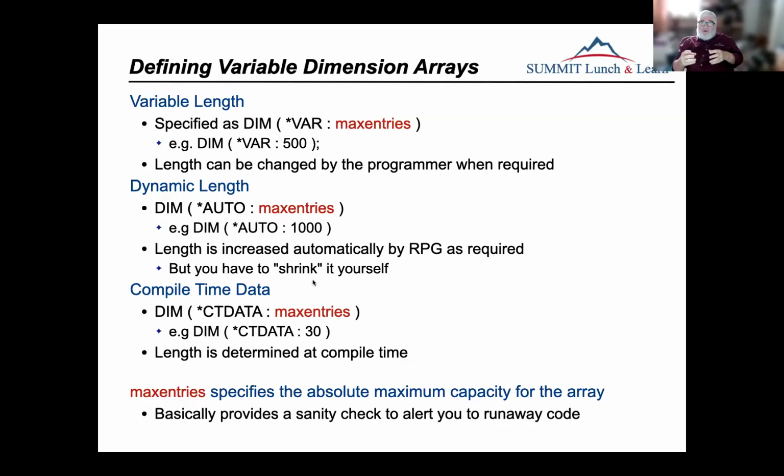So if you get to a point where you say, okay, I've let this array fill up and I'm finished with it, now I'm going to start another set of data, fill the thing up again, you have to manually set the count back to 0 to have it work properly. Compile time data is specified by CT data, and the length is determined at compile time based on the number of CT data entries that there are. Okay, so just to repeat, the max entries is the absolute maximum, and it's a sanity check value.